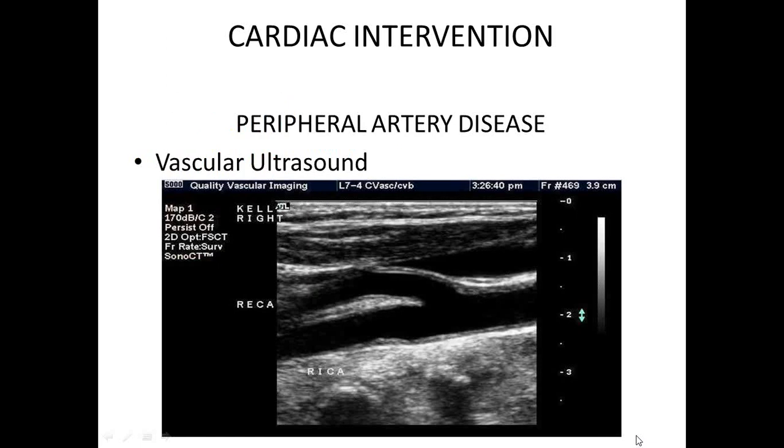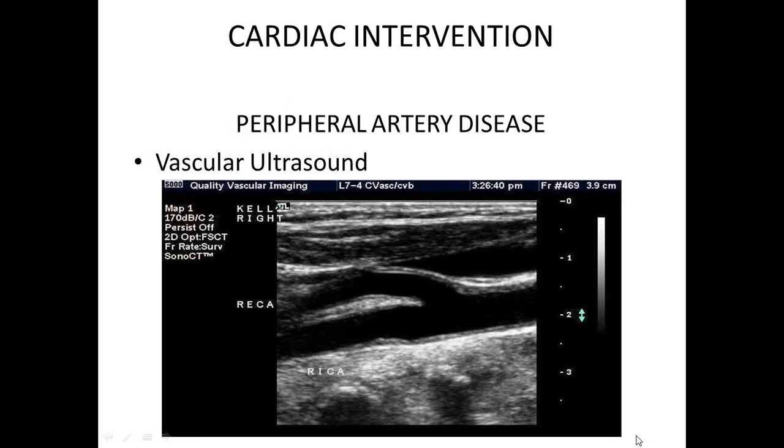Good morning. Vascular ultrasound. This is going to complement what we have done before. Again, we look at ankle brachial index, which will give us an idea if there is any blockage in the lower extremity vessels. We look at pulse volume recording, which can actually localize the area of the blockage.